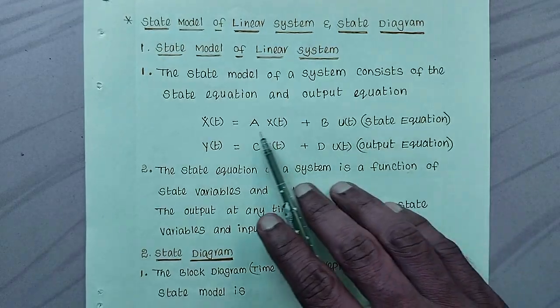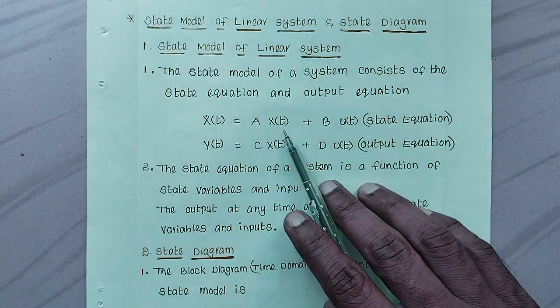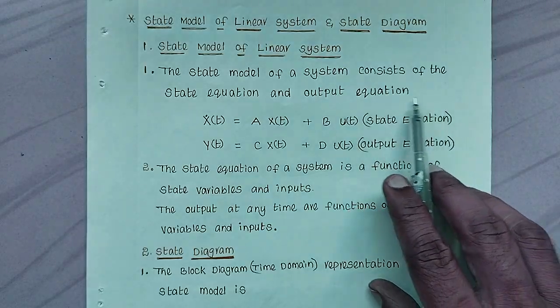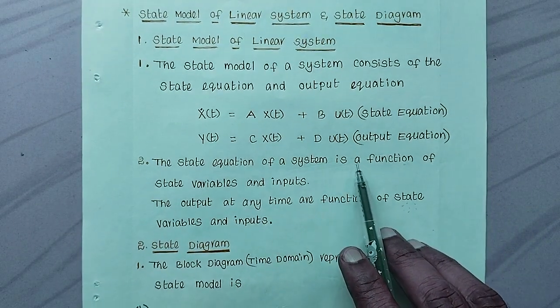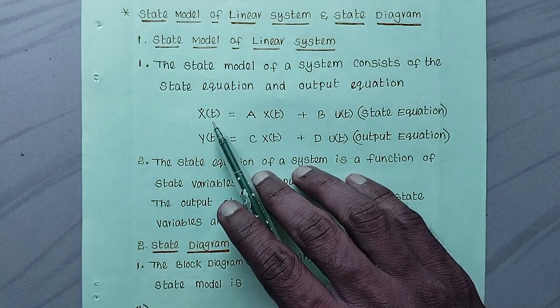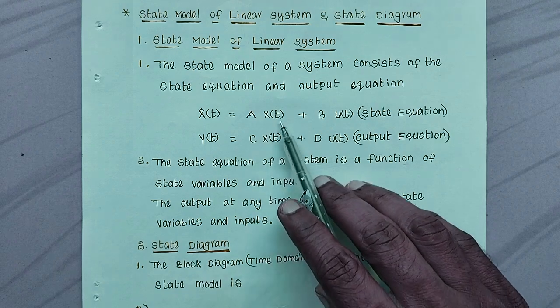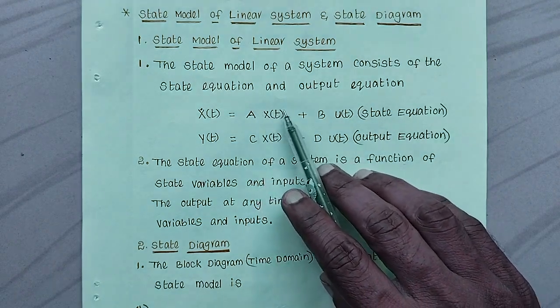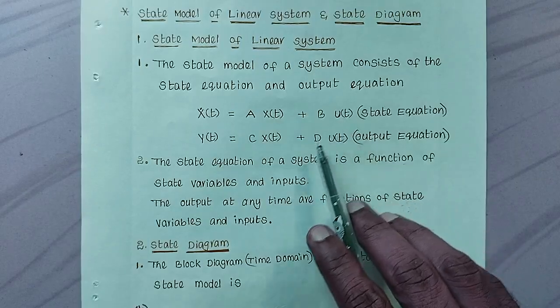The state equation, x dot of t equal to a x of t plus b u of t, is a state equation. The state equation of a system is a function of state variables and inputs. So if you see the state equation, it is a function of state variables. Here x of t is the state variables and u of t is the input.